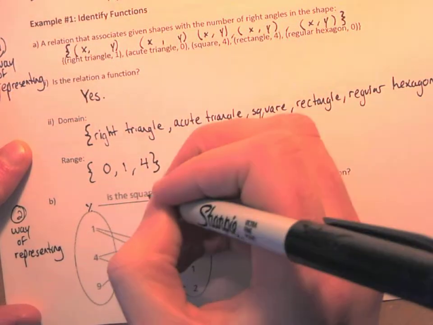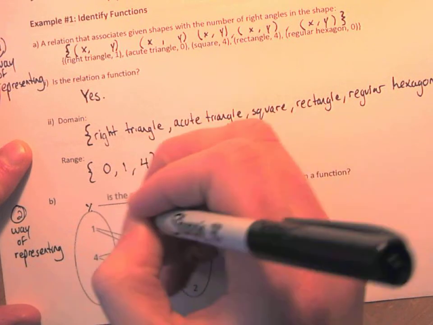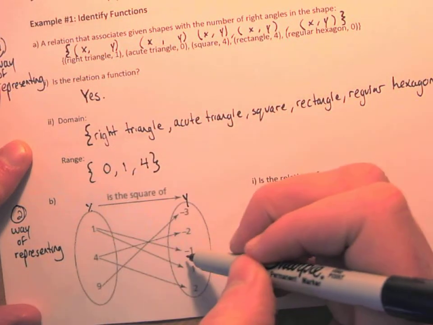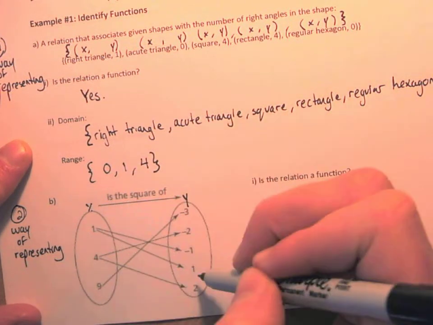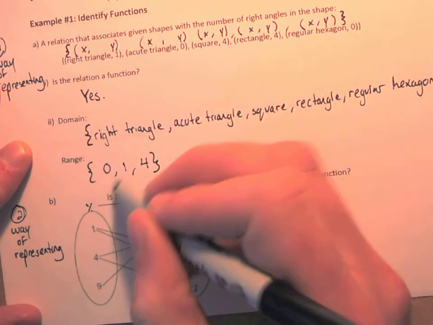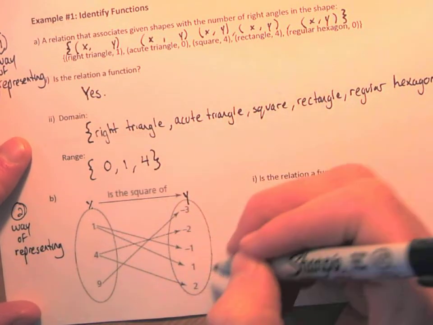And the relation they're using is these words: is the square of. So 1 is the square of -1. -1 squared is 1. 1 squared is 1. So that's just the relation. But really the numbers are the important part.